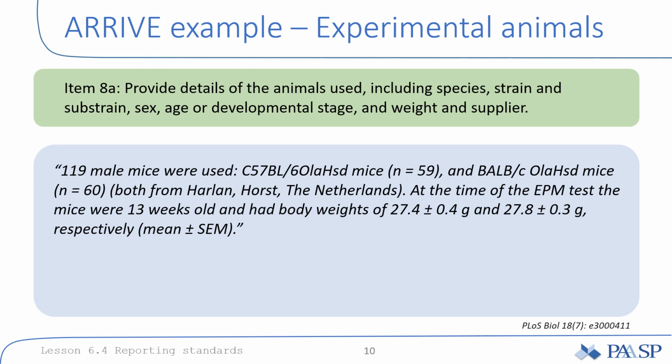The third example is about item 8 in the ARRIVE guidelines and the need to provide sufficient details about all animals used. The ARRIVE guidelines specify what is expected, so details like strain and substrain, sex, age, weight, the supplier, and so on. Again, as you can see here in the blue box, it is very simple to make sure that all this critical information is provided for the reader to understand and to potentially reproduce what has been done in the original study.